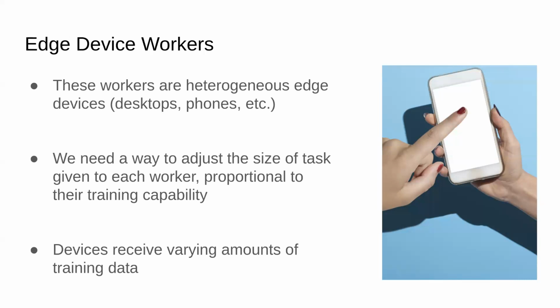And these worker devices are heterogeneous edge devices like desktops, phones, tablets, and even spare server resources. And because they have differing capabilities, we need a way to adjust the size of the task that gets given to them so that we're not limited by the weakest worker in the cluster. In this research, I've been doing that by varying the amount of data that each worker receives. So workers will receive an amount of data that's proportional to their training capability.